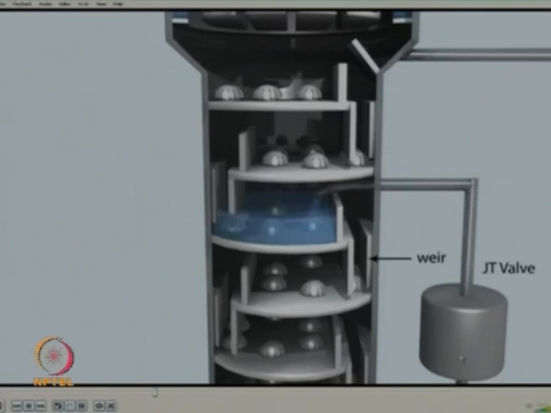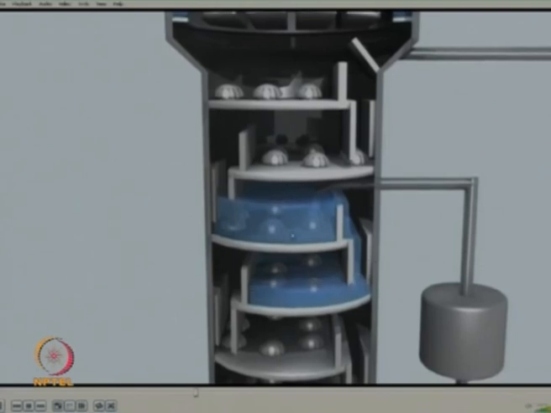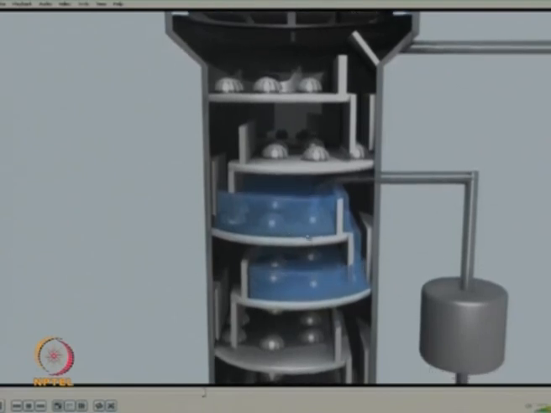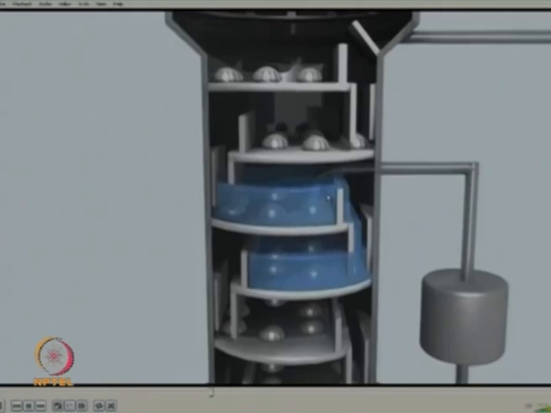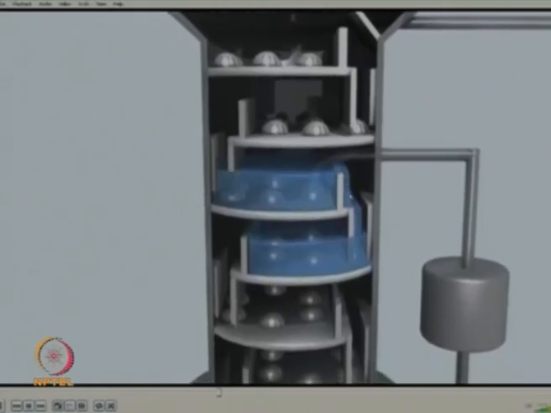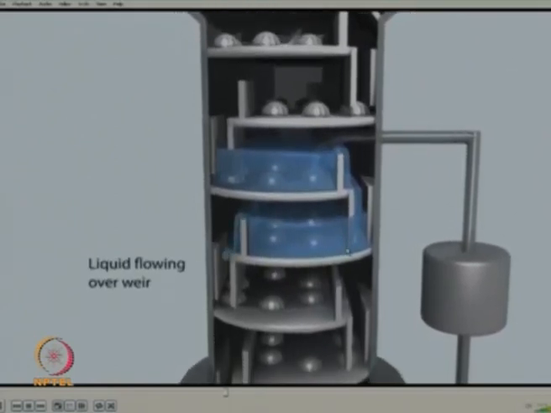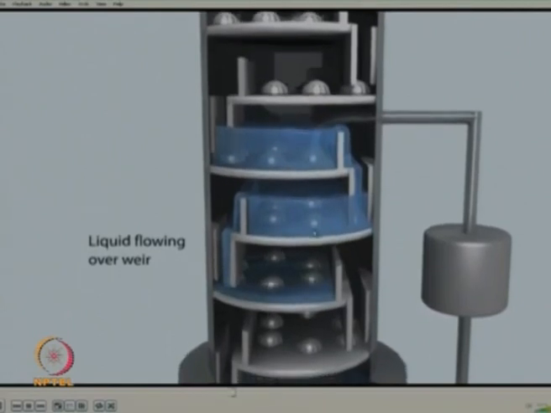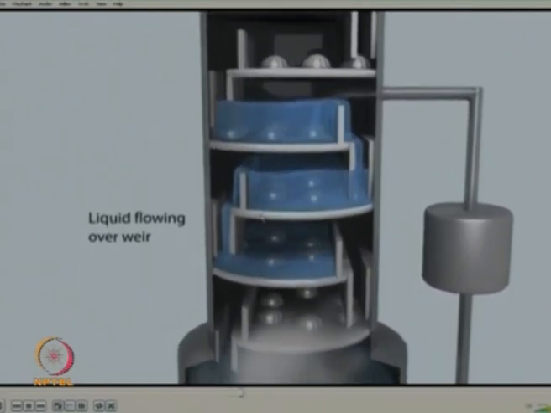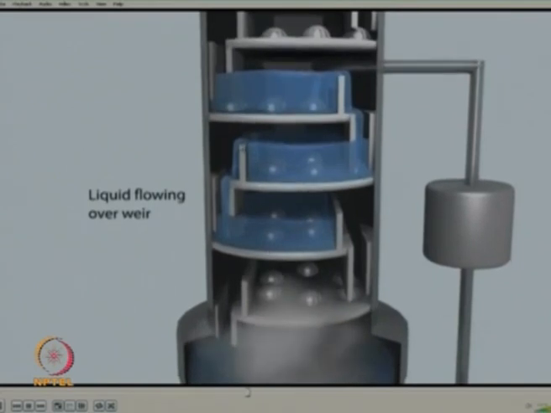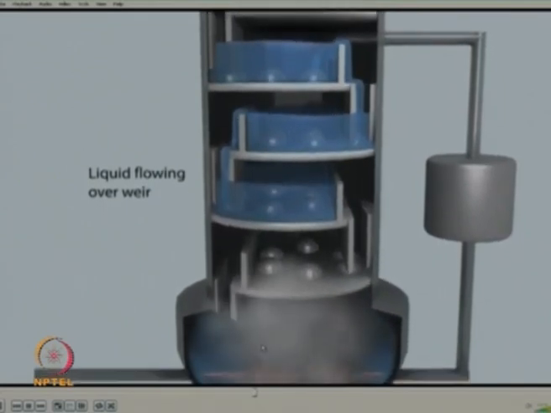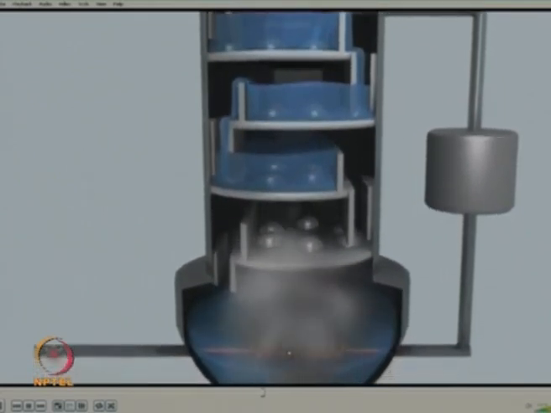This process gas then gets expanded through a JT valve and enters at the middle of the column at some location, and the liquid starts coming up over here. You can see that there are various plates, and the liquid starts getting accumulated. Once the liquid level goes to a particular level, it starts coming down to the next plate below it. As each and every plate gets filled up to the weir height, the liquid starts coming down, and from the bottom the vapor starts coming up.